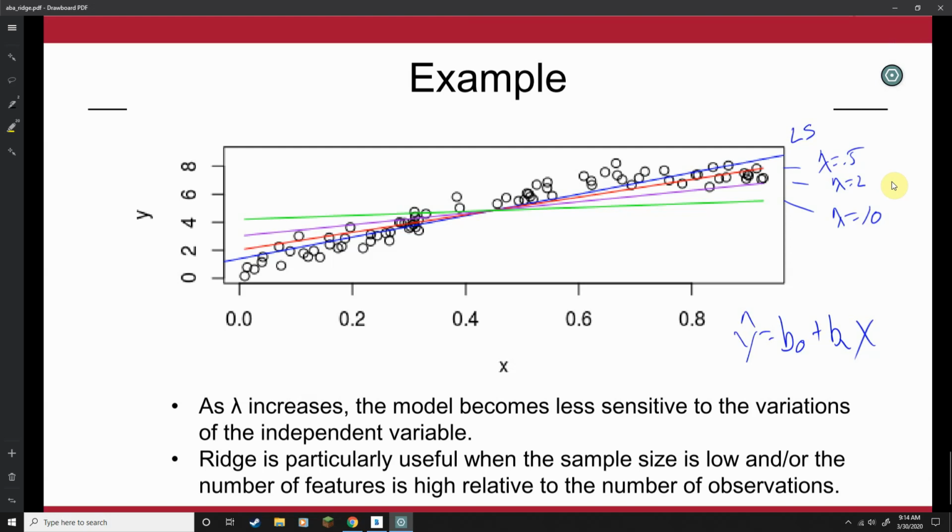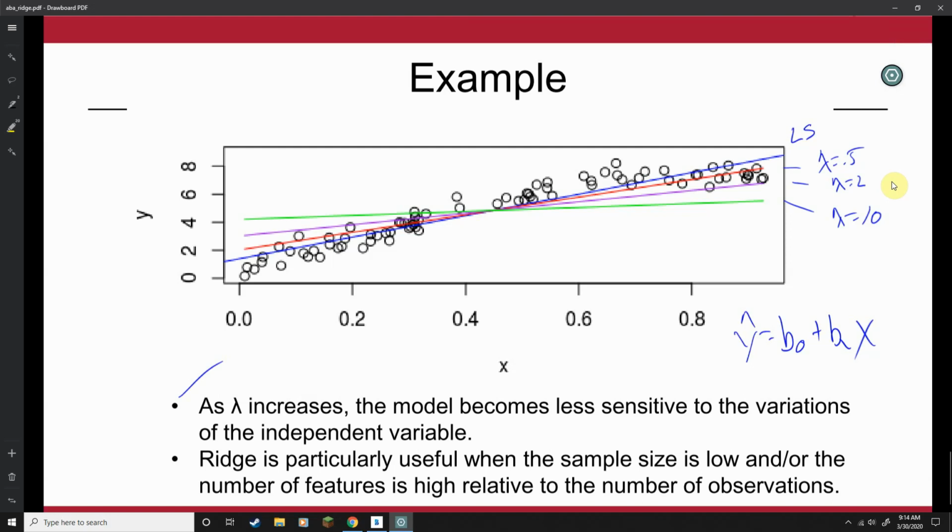And we see, interestingly enough, as lambda gets larger and larger, b1 wants to get smaller and smaller. It can't exactly get to 0 the way this works, but it's going to get smaller and smaller. So as lambda increases, the model becomes less sensitive to the variations of the independent variable. And that's what we're seeing here. So how do you pick an optimal lambda? Here we just throw in 3 different values of lambda.